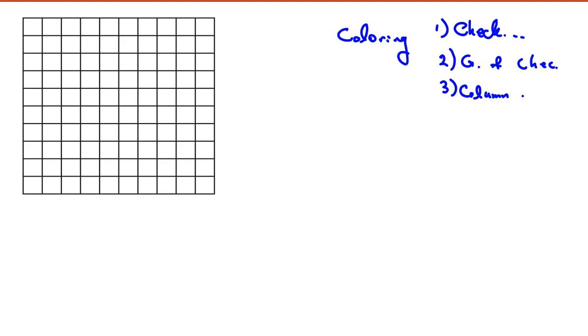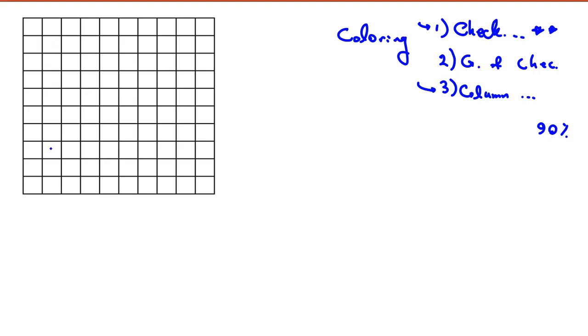For example, one problem of PMO national level, for 2021, or I think 2020, can be solved with the checkerboard scheme. In UK, for example, round 1 and round 2, you can solve the problem by column coloring. Also the checkerboard scheme is the most famous and most useful one. 90% of the problems that can be solved with coloring can be solved with one of these 3 types, or sometimes 2 of them.